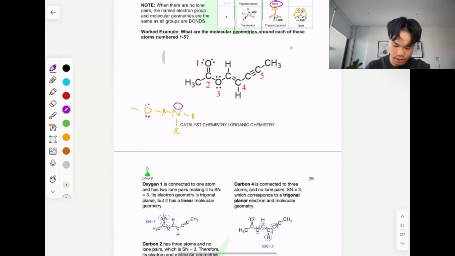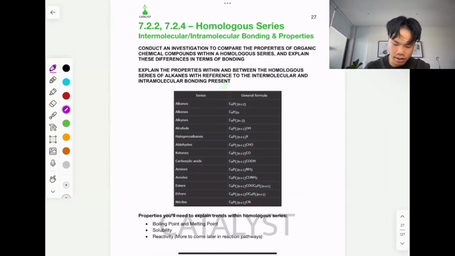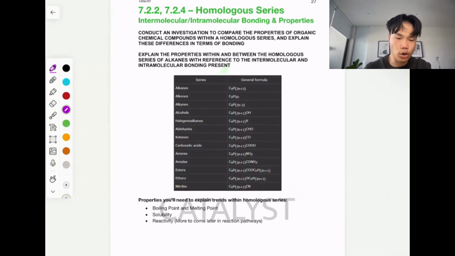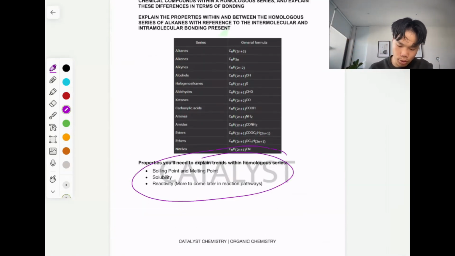Okay. Cool. Homologous series, as we said, they all differ by CH2. So be able to identify homologous series and talk about the properties throughout a homologous series and how they change. The most important properties are your boiling point and melting point, solubility, and reactivity.